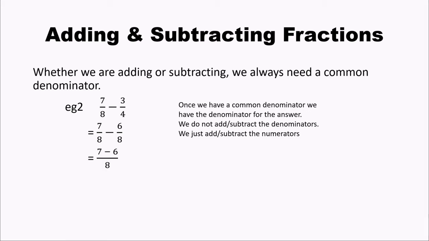So we're going to do 7 minus 6 as the numerator, and that's going to go over the denominator, which is 8. 7 minus 6, that's 1. So our answer is 1/8. Just check that your answer is fully simplified, and it is. I can't divide 1 by any common factor that I could also divide 8 by. They could only both be divided by 1, and the fraction would stay the same like that. So we're done.